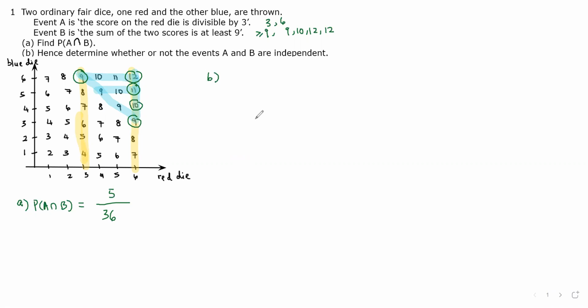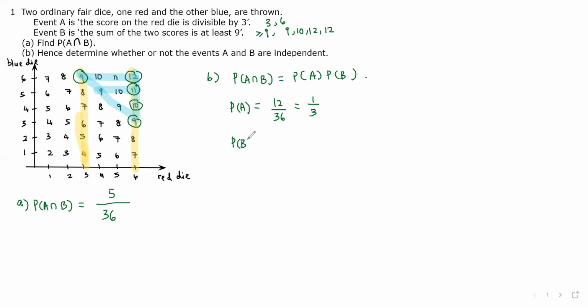Part B, hence determine whether or not the events A and B are independent. If A and B are independent events, then probability A intersect B is probability A times probability B. So let's look at probability of A. There are 12 outcomes for event A. So that is 12 out of 36, which is 1 out of 3.